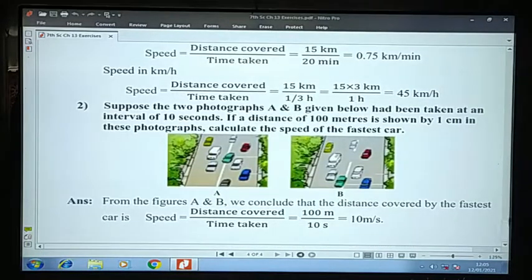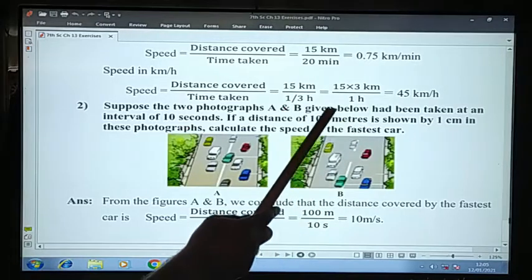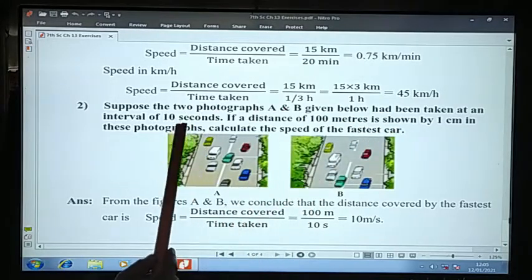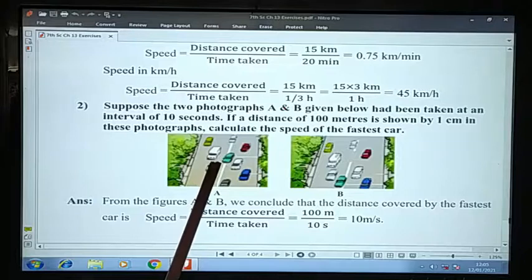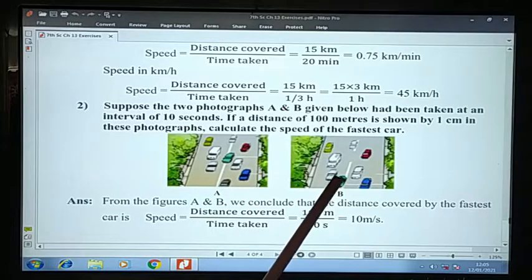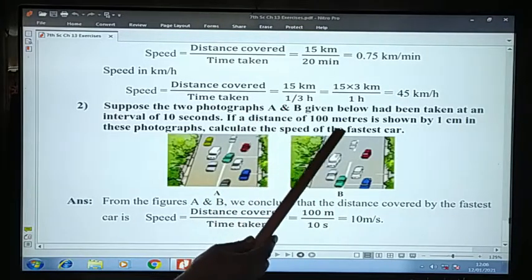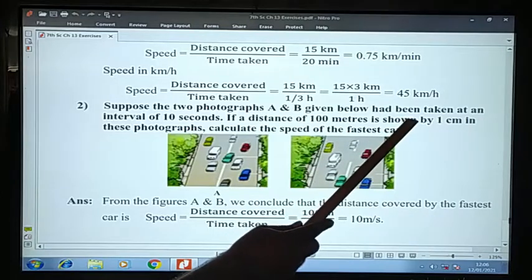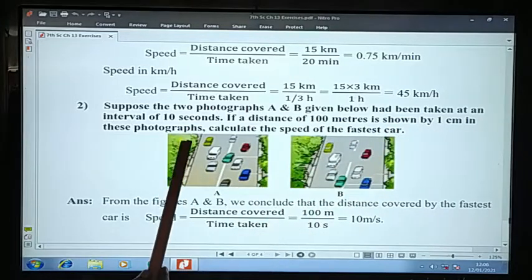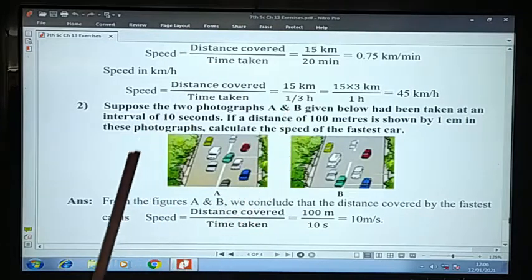And the last one, suppose the two photographs A and B, given below, had been taken at an interval of 10 seconds. If a distance of 100 meters is shown by 1 centimeter in this photograph, calculate the speed of the fastest car. Always understand the question, what is given. If you understand the question, you will easily solve the problem.